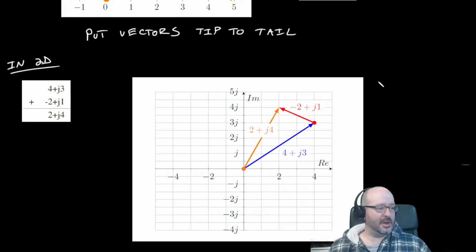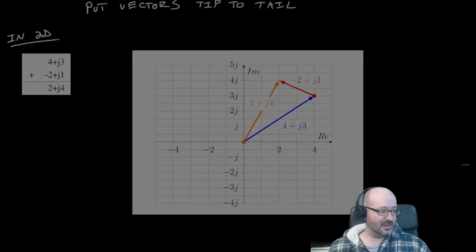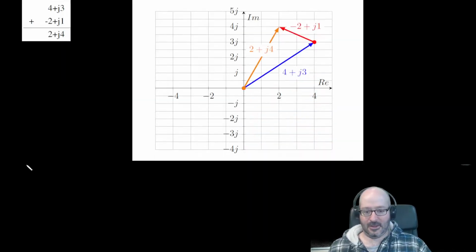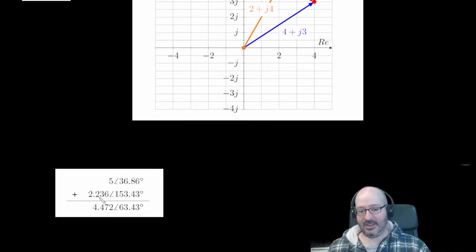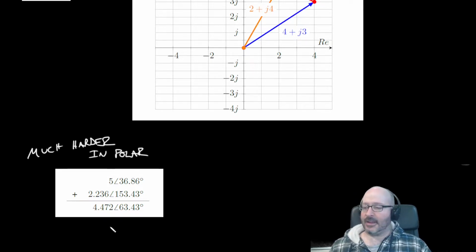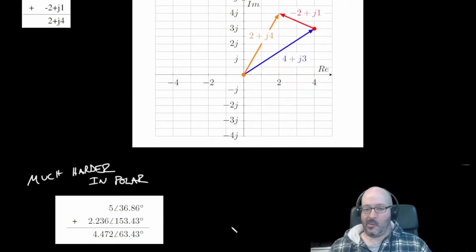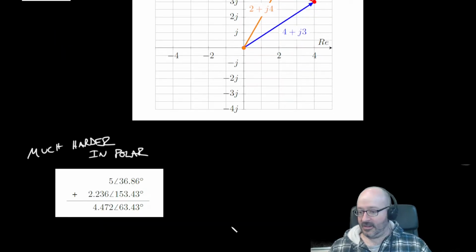Now it's much easier in rectangular. If you wanted to do these in polar, it would look something like this. So I'll just say much harder in polar. All right, I'm not going to look at this and be able to do that in my head. That's why I prefer using rectangular form when I'm working with addition.